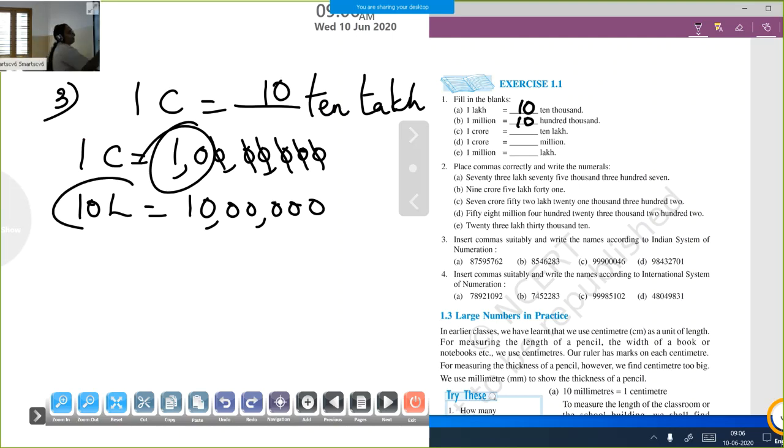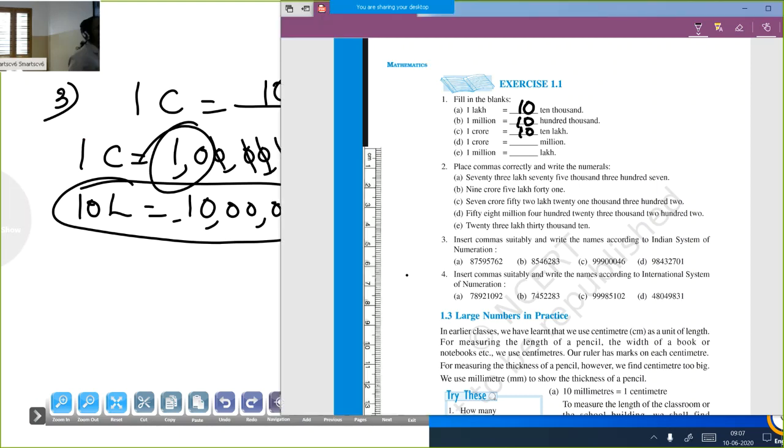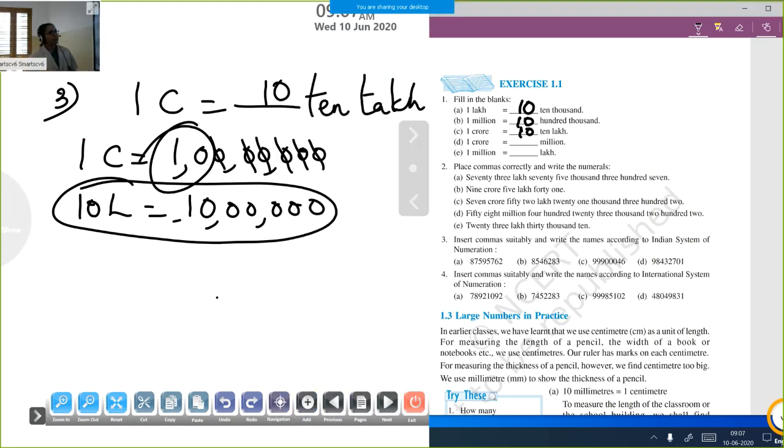Okay? First, try to write 1 crore. How many zeros are there? 1 followed by 7 zeros. Teacher wrote it. Then 10 lakh means 1 followed by 6 zeros. So teacher is removing those 6 zeros from the crore. I will get how many 10 lakhs make 1 crore. Teacher wrote the answer here also: 10. Again, 10 lakhs make 1 crore.